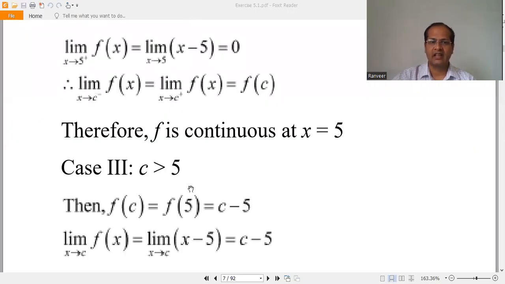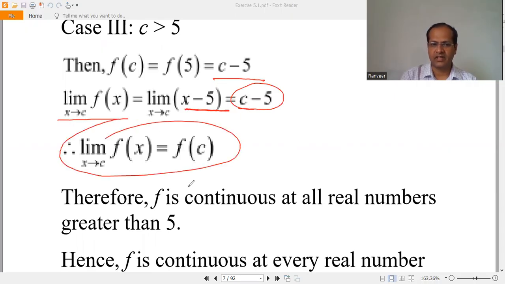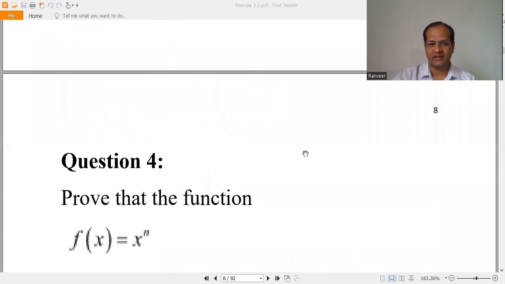So for c greater than 5, f of c is nothing but c minus 5, and there is only one value, so the limit is also c minus 5. So this function is continuous for values greater than 5. So in this way you can find out the continuity of the given function.